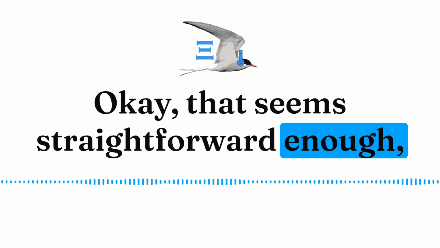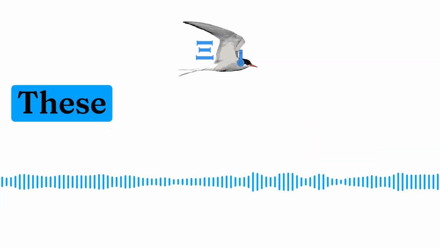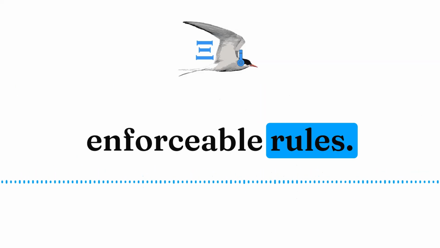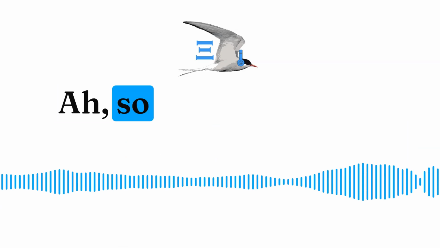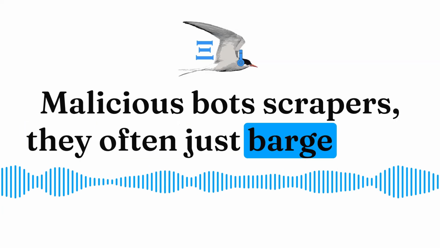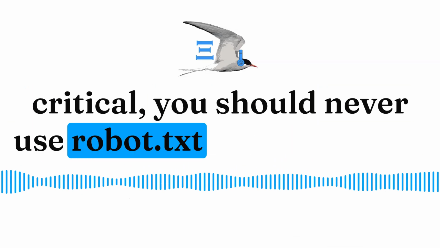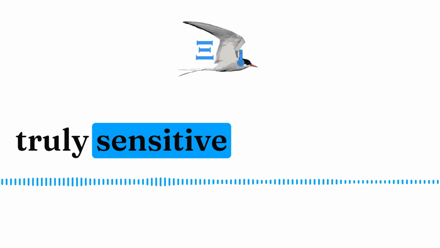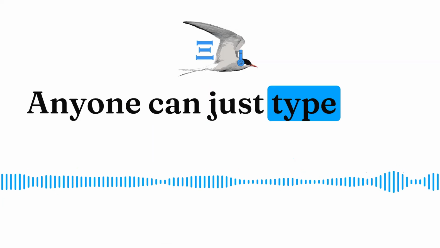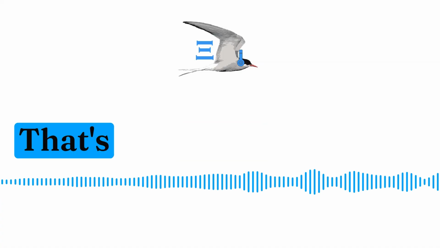Okay, that seems straightforward enough. But you mentioned bots not always listening. Yeah, this is really important, and the Bloggle guide stresses it too. These robots.txt directives are requests, not enforceable rules. Think polite suggestions. So a bad bot could just ignore it completely. Absolutely. Malicious bots, scrapers, they often just barge right past the robots.txt, which also means, and this is critical, you should never use robots.txt to try and hide truly sensitive information. Because the file itself is public. Anyone can see what you're trying to hide. Precisely. Anyone can just type your website.com/robots.txt and see the instructions. So it's guidance, not a security lock. Okay, that's a crucial distinction.